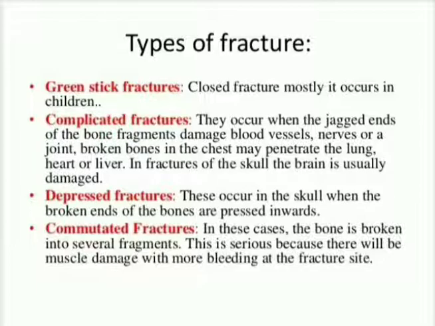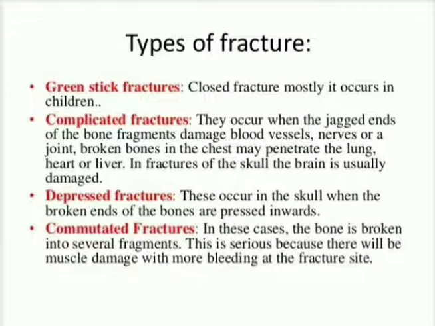Next, types of fracture. There are four types: greenstick, complicated, depressed, comminuted. What is a greenstick fracture? A fracture in which one side of a bone is broken and the other side is bent. And what is a depressed fracture? It is a fracture in which the fracture fragments are driven inwards, that means the broken ends of the bones are pressed inwards.